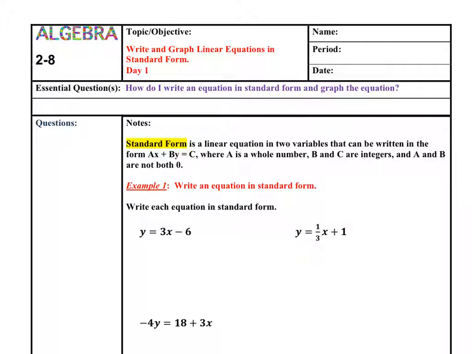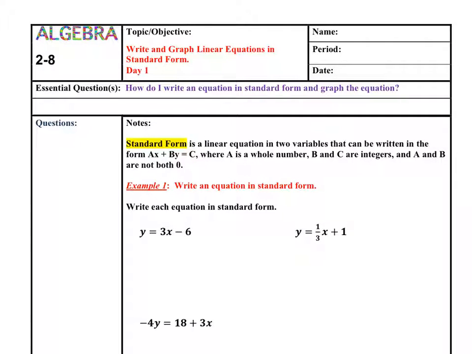The number that's in front of the y has to be an integer. Can someone explain to me what an integer is? Finn? It's a whole number, but it can also be negative. Right, positive or negative. Whole number, or I suppose 0. And then c can also be an integer.